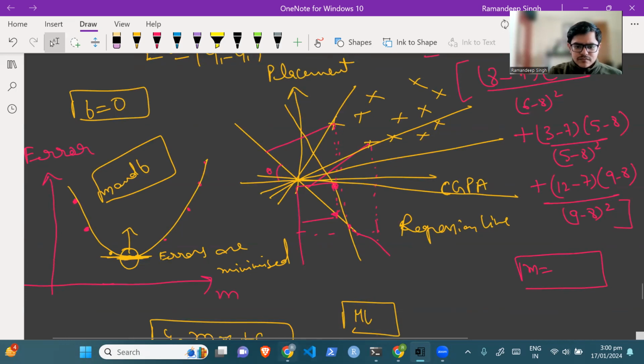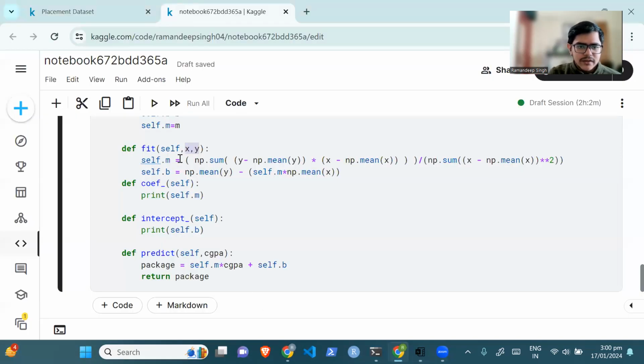Okay, so this is what I have replicated here in my code. m equals the summation of (y minus mean of y) multiplied by (xi minus mean of x), divided by the summation of (xi minus x bar) whole square.